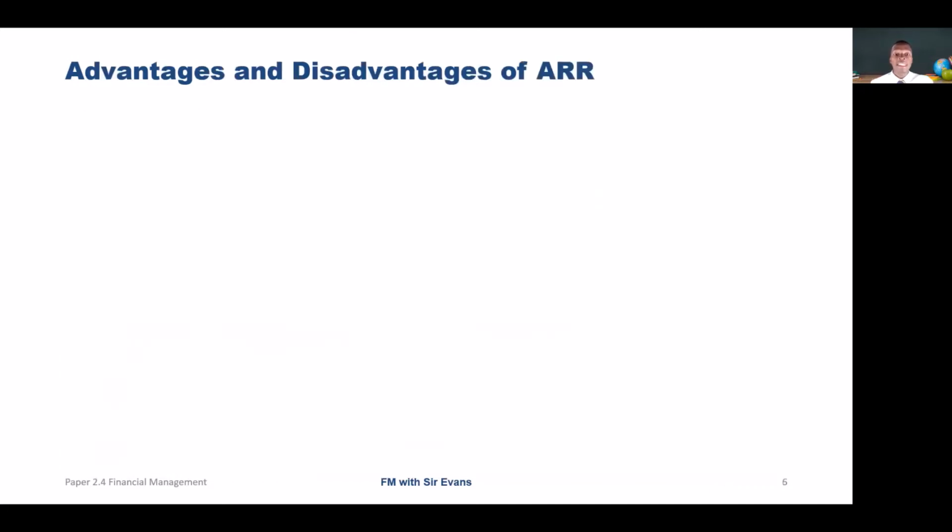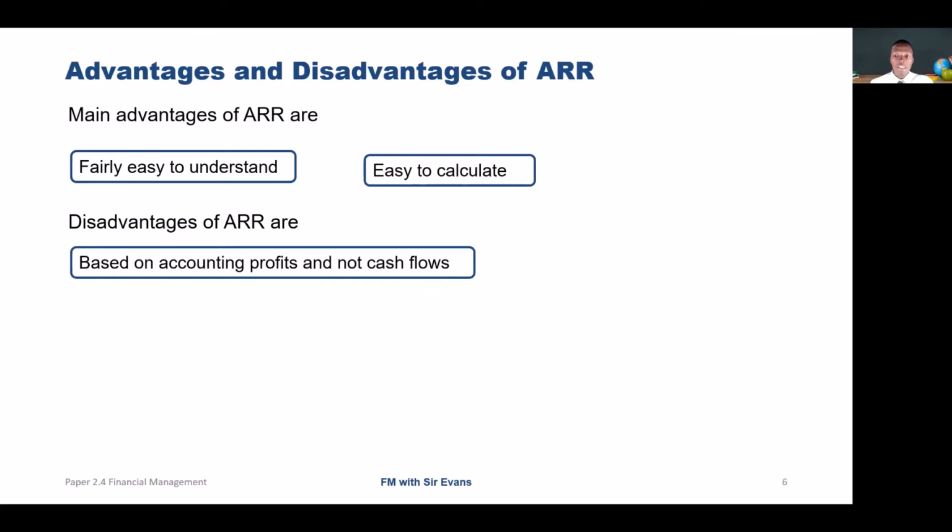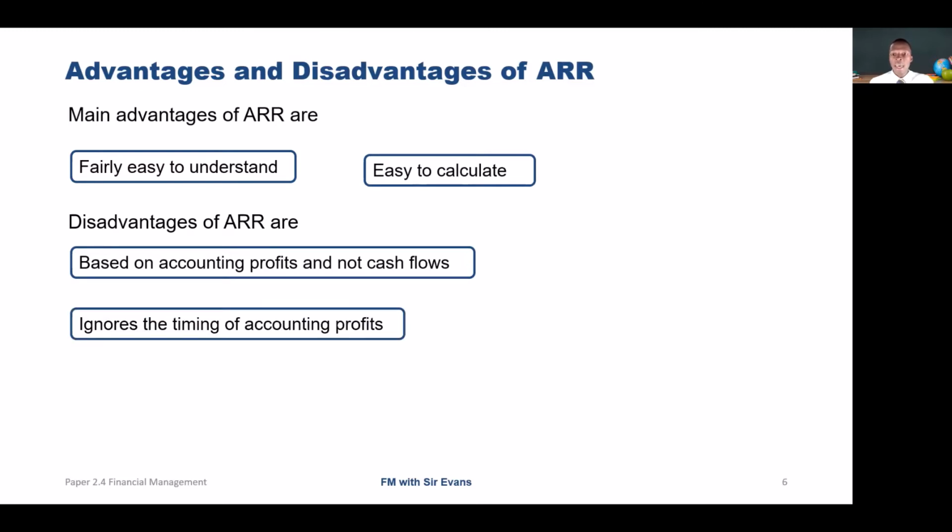We'll move on to some of the advantages and disadvantages of ARR. Some of the main advantages of ARR is that, one, it is fairly easy to understand. The concepts are familiar to business managers, such as the profits and the capital employed, which are being used. Two, it is also easy to calculate. Now, some disadvantages: one, it is based on accounting profits and not cash flows, which are normally the objectives of our investment. Two, with accounting profits, it ignores the timing of the accounting profit. So it doesn't mind when that accounting profit was made.